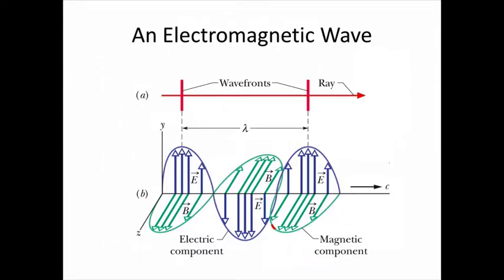So this is the picture to keep in your mind. The oscillating electric and magnetic fields at right angles to each other, with the direction of wave movement at right angles to both fields. The wavelength is the distance between peaks of the fields.